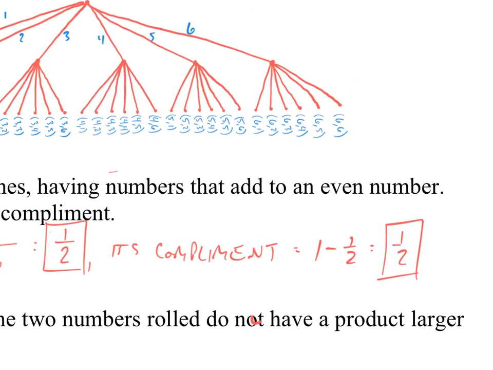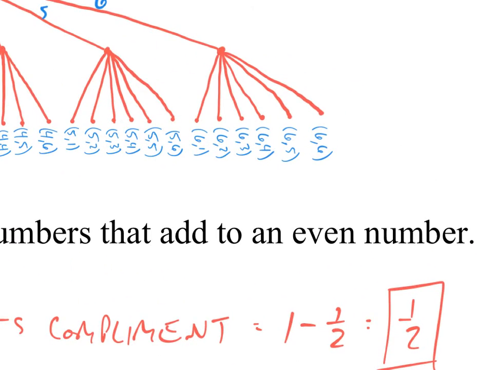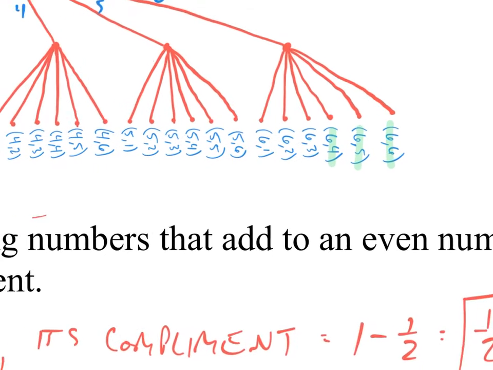So we'll start with 6. That's the biggest one. 6 times 6 is 36, so that's one of them. 6 times 5 is 30, that's one of them. 6 times 4 is 24. 6 times 3 is 18, so we're not worried about that one.